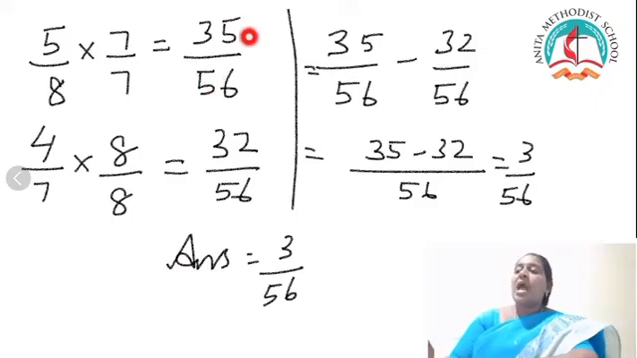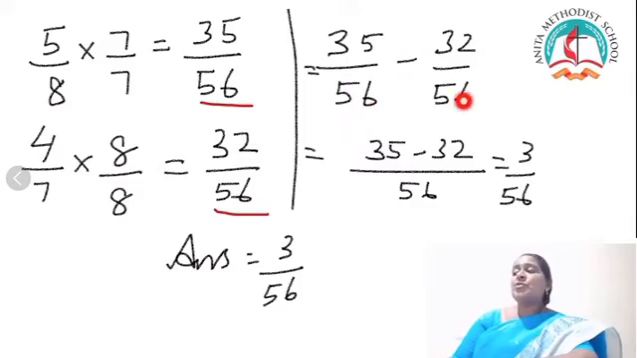Understood? Now, 4 by 7 into 8 by 8. 7 8s are 56. The same number you are multiplying to the numerator also. So, you get 32. Okay, now the denominators are same. Did you see this? Both the denominators are same. Yes, now what can you do? You can subtract. Okay, so 35 by 56 minus 32 by 56.